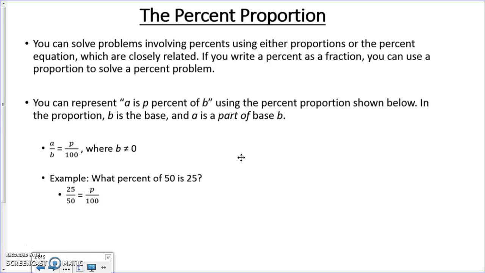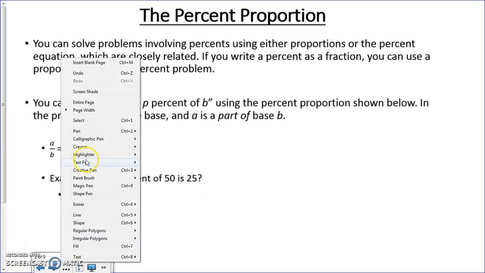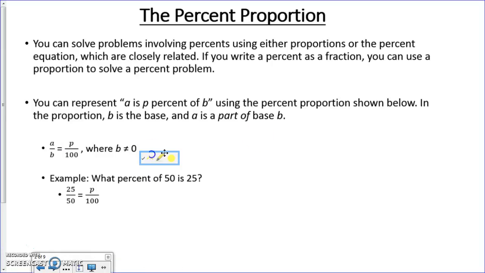If you write a percent as a fraction, you can use a proportion to solve a percent problem. Do not get confused with the percent proportion and the percent equation. I'm going to show you how to do it in a second. So you can represent A is P% of B using the percent proportion shown below. This is the most common one. In the proportion, B is the base and A is a part of base B.